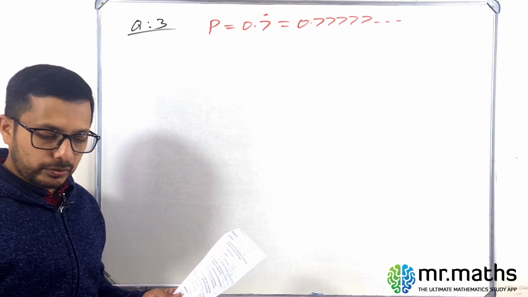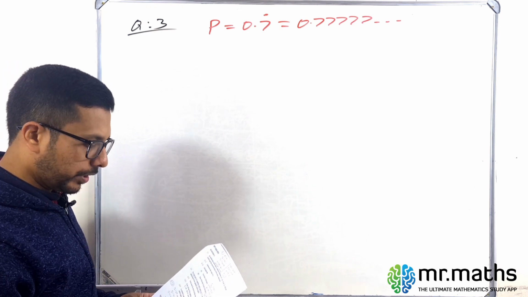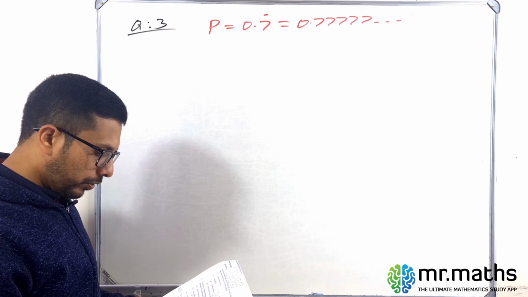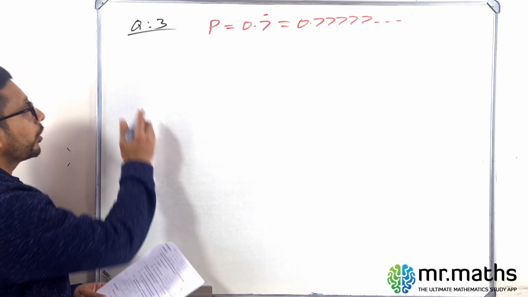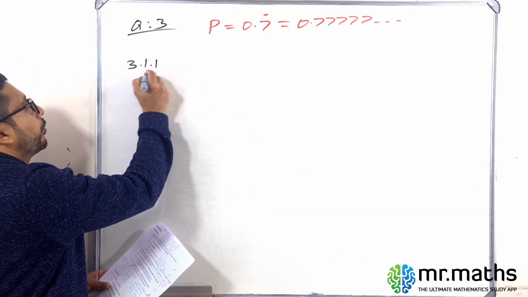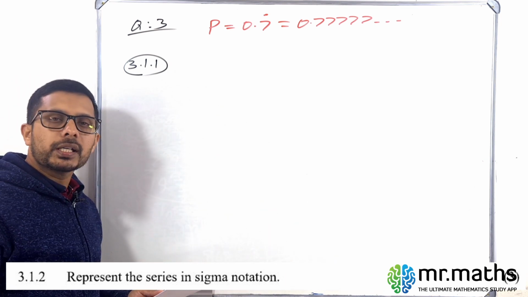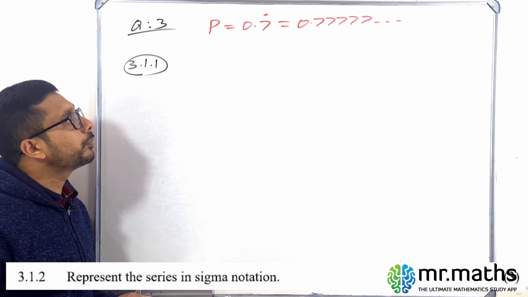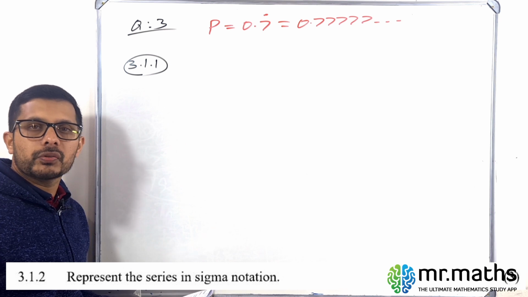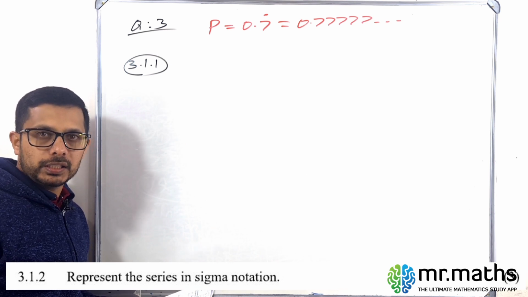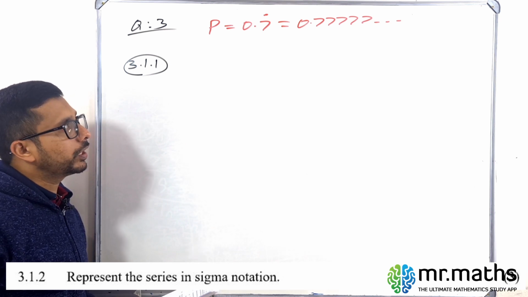It is given that 0.7777 is P. Now what is the first question? Question number 3.1.1. What is that question? Write down P as a geometric series. You have to write that P, 0.77777, as a geometric series. So how can you write that one, guys?